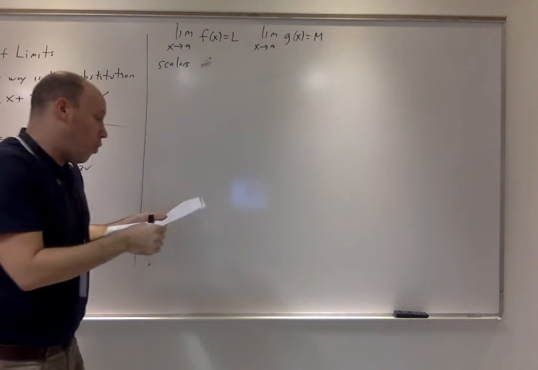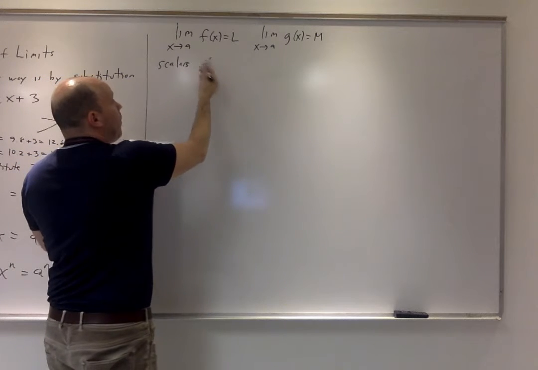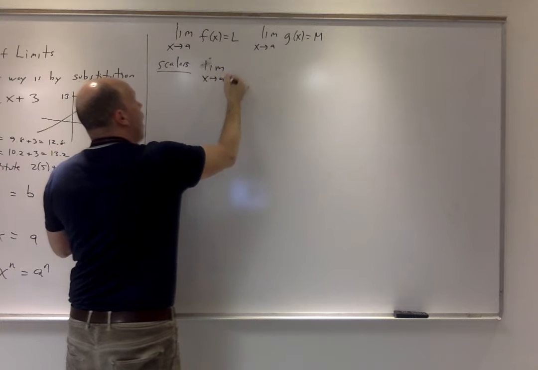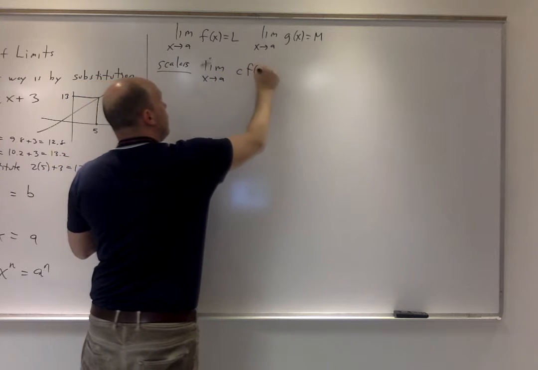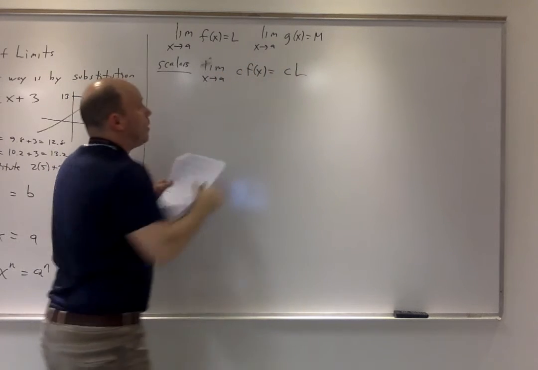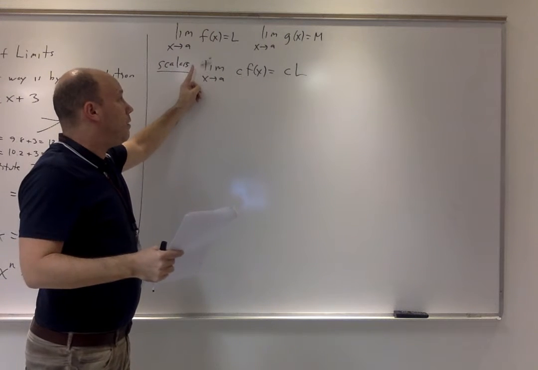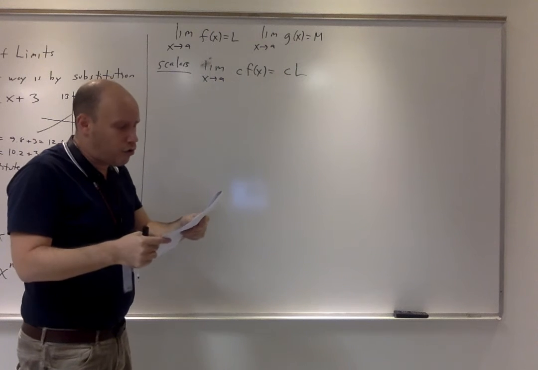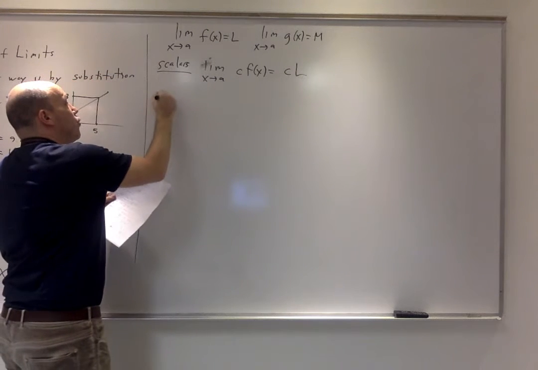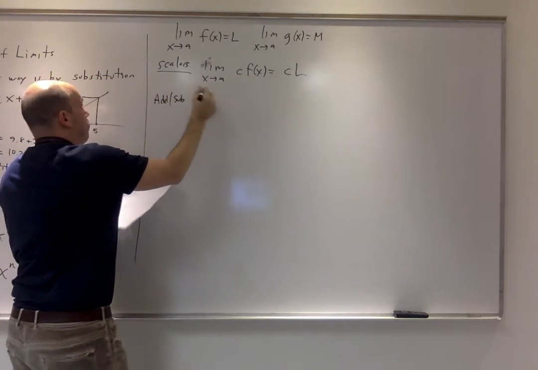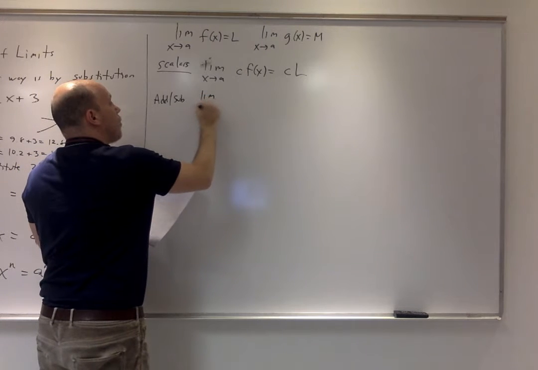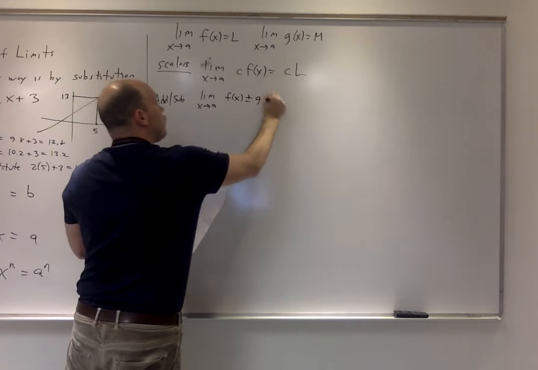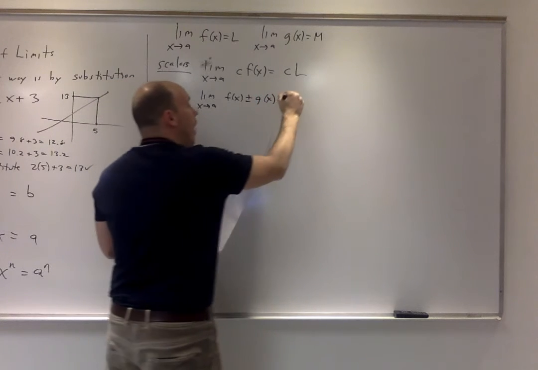Okay, so we can deal with scalars. For example, the limit as x approaches a of c times the function, well, we can pull the c out, and we have c times the limit of f of x, which is L. Very straightforward. What do you think about addition and subtraction? What's the limit as x approaches a of f of x plus or minus g of x? It's what you think it is, L plus or minus M.